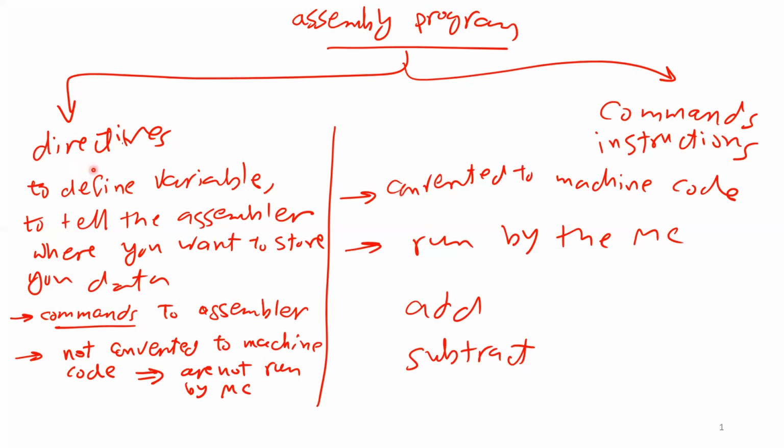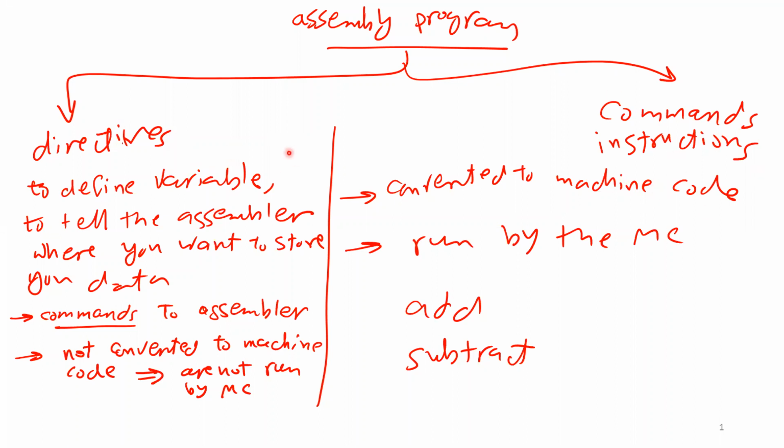I told you the directives are instructions to the assembler, not to the microprocessor. So they don't have machine code. They are not going to be converted to machine code, and they are not going to be executed by the microcontroller. You are just telling the assembler, please store this data in this place. But the commands should have a machine code. They should be run by the microprocessor. I finished directives last time, and today I'm going to start commands and instructions.